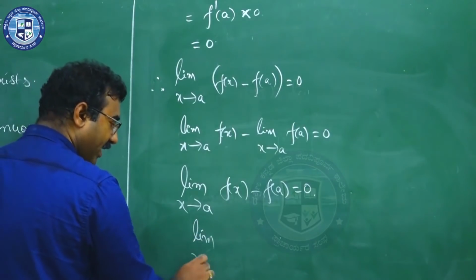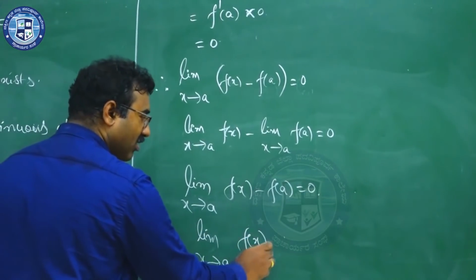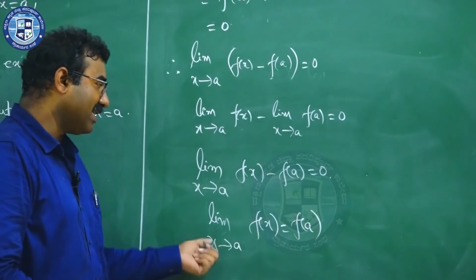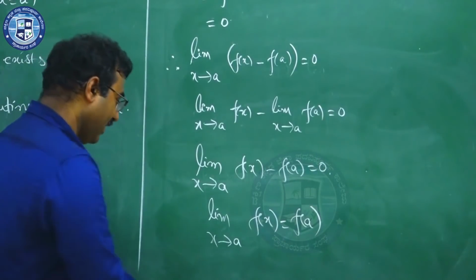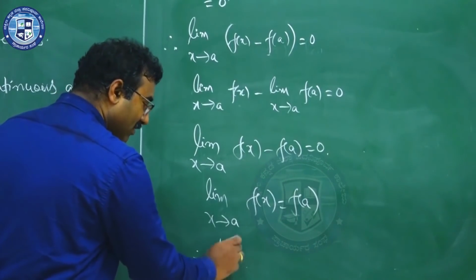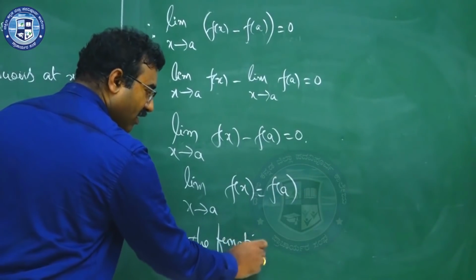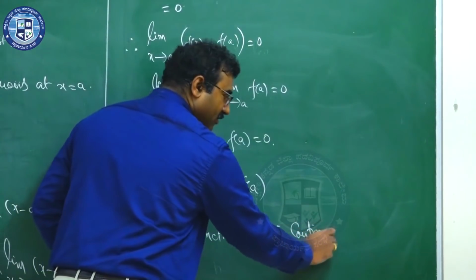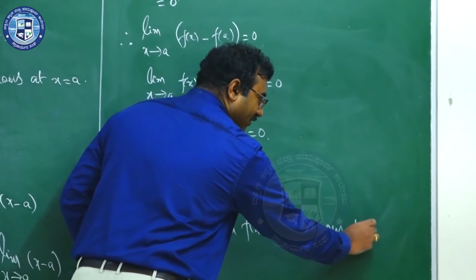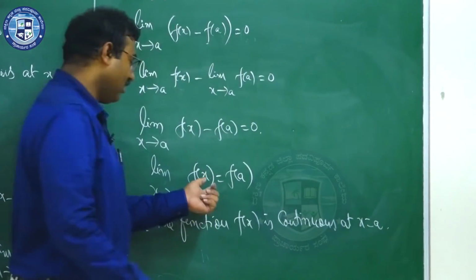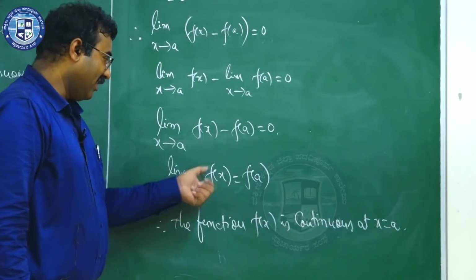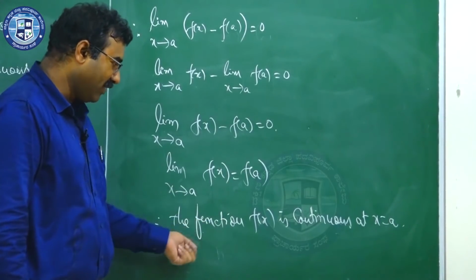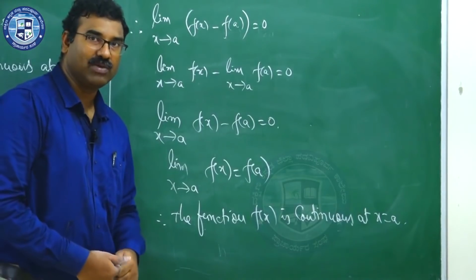So limit x tends to a, f(x) is equal to f of a. What do you mean by that? That means the function is continuous at x equal to a. Therefore, the function f(x) is continuous at x equal to a. See that the limiting value of the function at x equal to a is equal to the function value at a. So that's why we can conclude that the function f(x) is continuous at x equal to a.